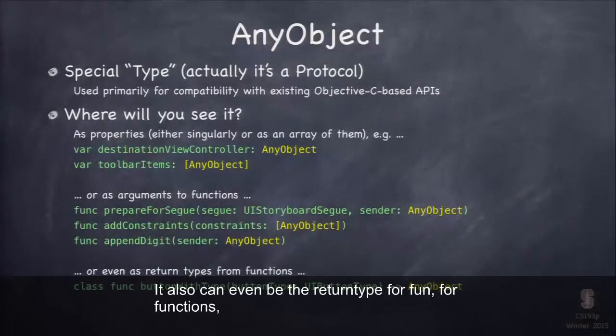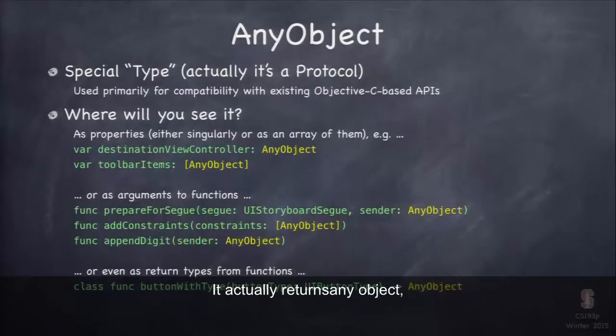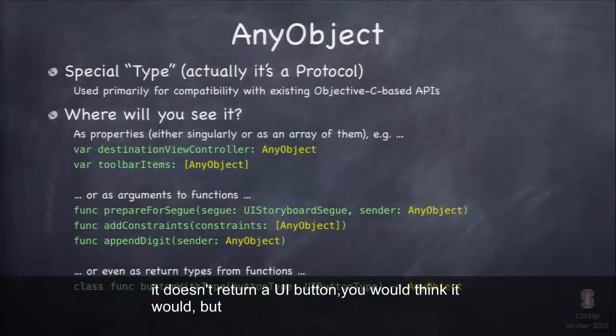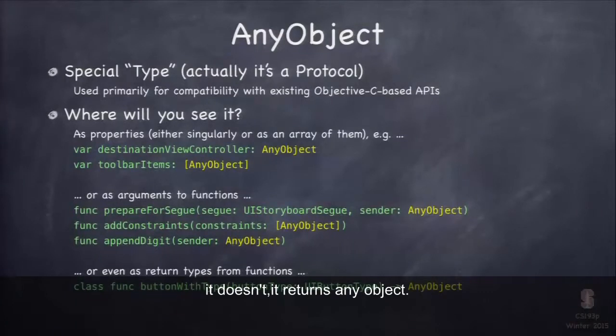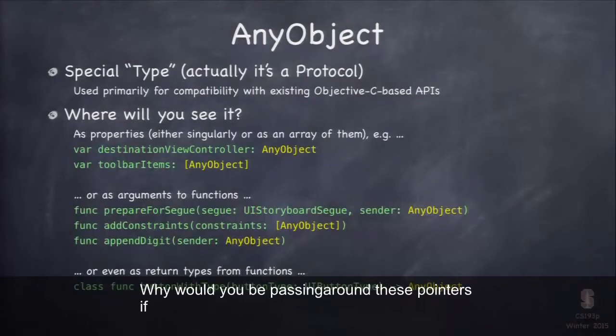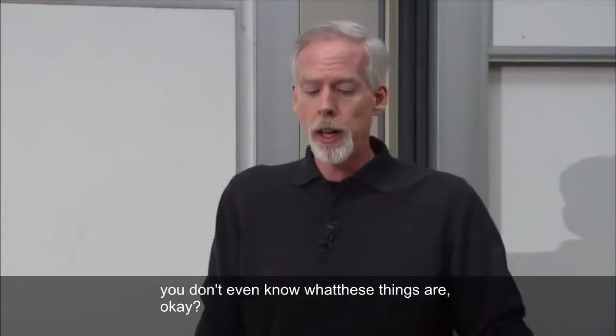It also can even be the return type for functions. Like that button with type I talked about a few slides ago, it actually returns any object. It doesn't return a UI button. You'd think it would, but it doesn't. It returns any object. Okay, so you're probably like, what the heck is going on? Why would we be passing around these pointers? We don't even know what these things are, okay?